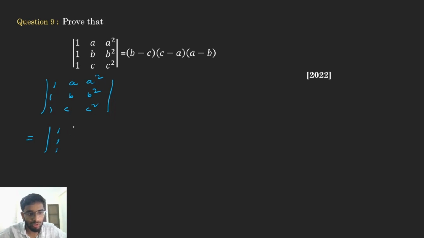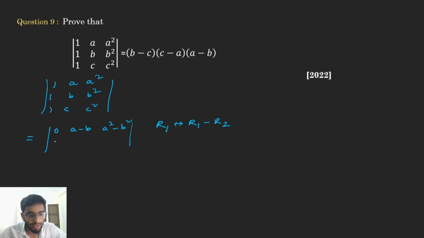Okay, so column 1 is the same. We are applying the operation on the rows: we should subtract the second row from the first row, then we will get A minus B. Okay, so I'm writing, for the first row, we are performing the operation where we subtract row 2 from row 1. 1 minus 1 will be 0, A minus B, it is A minus B, and that side will be A square minus B square.